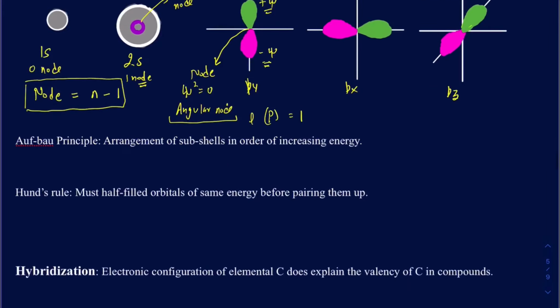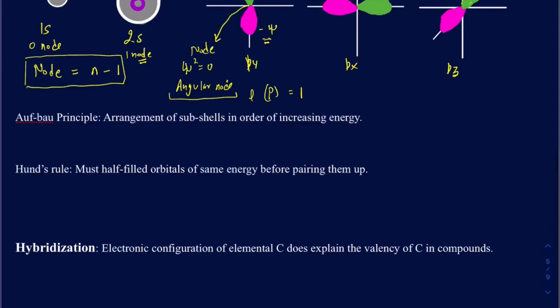Let's talk about the arrangement of these subshells or orbitals. That's called the Aufbau principle, which is the arrangement of the subshells in order of increasing energy. Another way of saying this is how you write the electronic configuration. I'm not going to focus on really big electronic configurations, but just up to the third row. So we have 1s, then 2s, then 2p, then 3s, 3p, and then 4s. After 4s, your 3d starts, and then you have 4p.